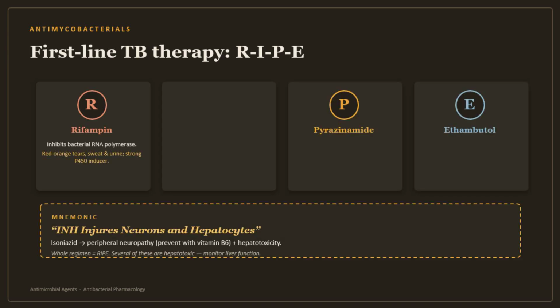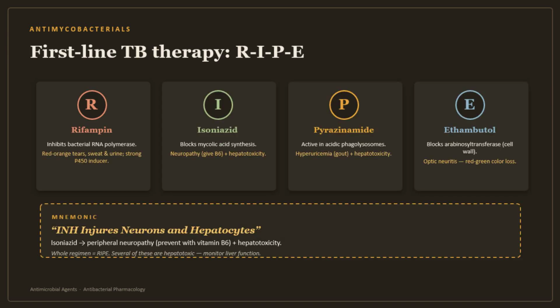Now for the antimycobacterials, first-line TB therapy, and this one has the cleanest mnemonic in all of pharmacology: RIPE, 4 drugs and you eat them all together. R is rifampin, which inhibits bacterial RNA polymerase. Its signature: it turns tears, sweat, and urine a red-orange color. Totally harmless, but if nobody warned the patient, it's alarming. And it's a strong P450 inducer.